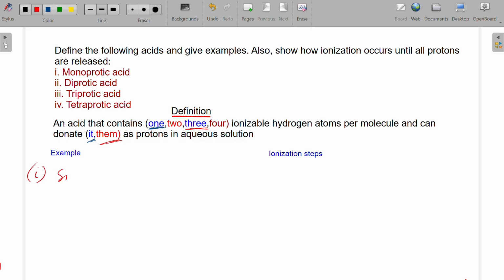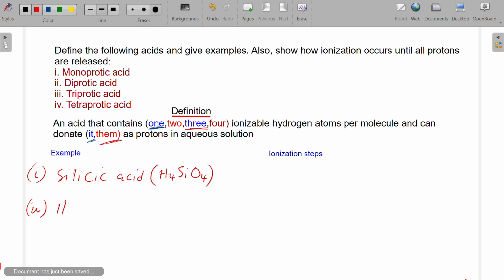so we have the first one, which is the silicic acid. So this one has got a chemical formula which is H4. It has 4 hydrogens. Then we have silicon connected to oxygen, 4 atoms of oxygen. Then the second one that we have here is phosphoric acid.